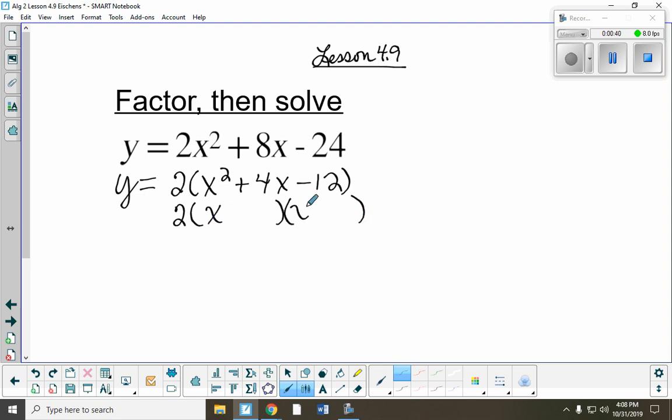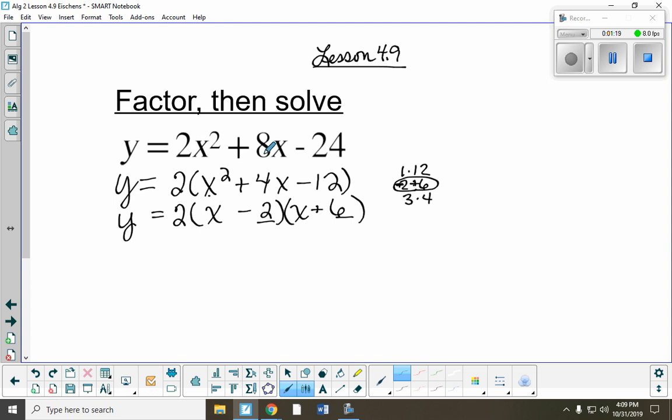So x times x gives you x squared. Now we want the factors of 12 here that have a difference of 4. So I'll list the factors of 12. And the ones that have a difference of 4 would be 2 and 6. Now you want to have a positive 4, so this will be a plus 6 and a minus 2. So plus 6 minus 2 gives you 4. So these are the factors here of this equation.